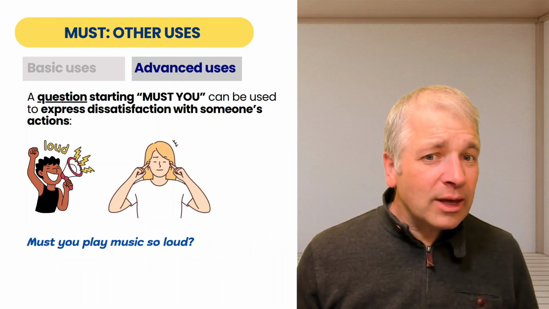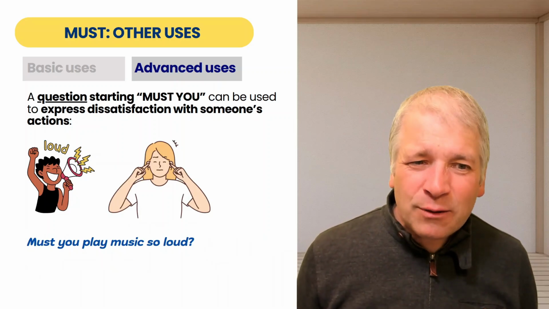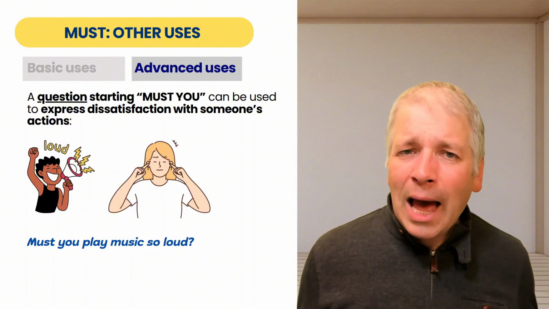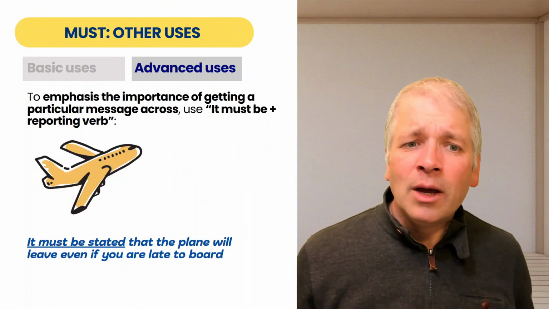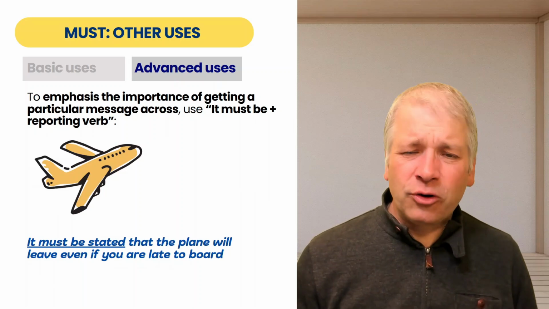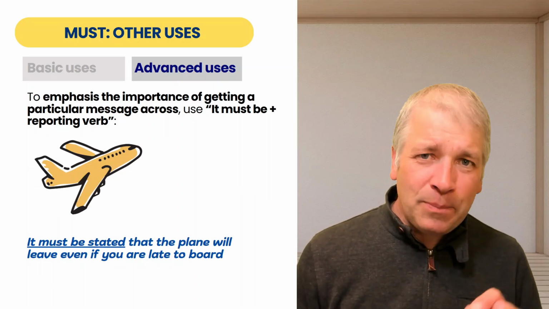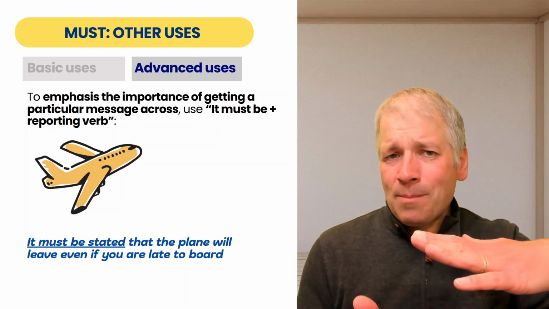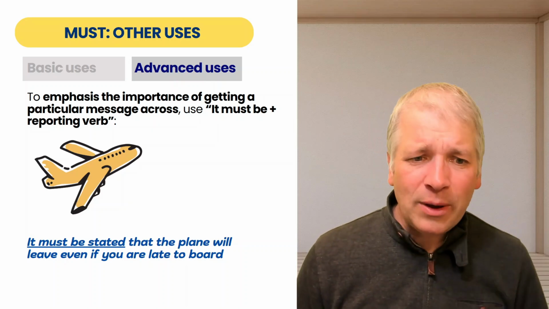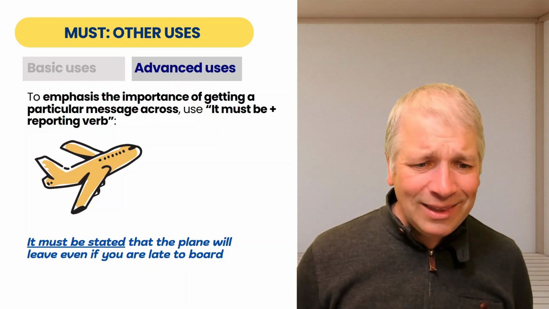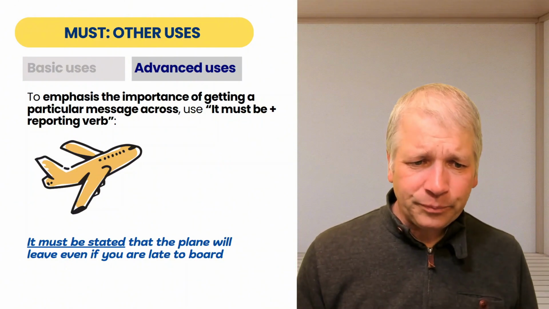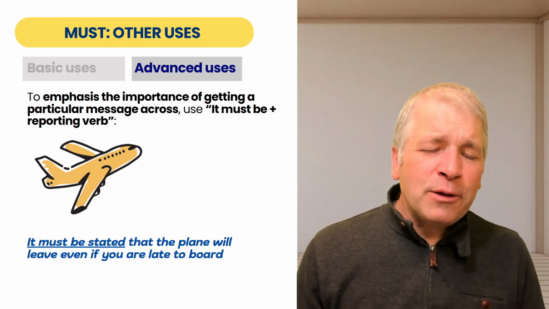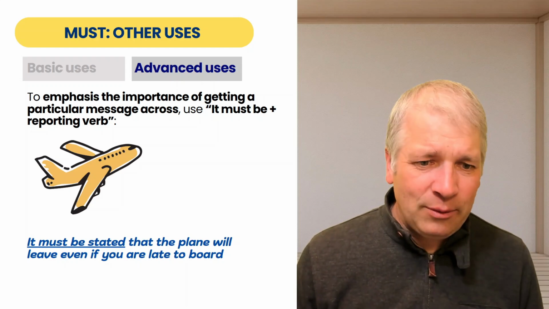Now, a question starting must you can be used to express dissatisfaction with someone's actions. Must you play music so loud? Which really means I'm not happy with what you're doing. To emphasize the importance of getting a particular message across, you could use it must be followed by an appropriate reporting verb. Not just any verb, but a verb that we may use to report someone else's information. Look at the example here. It must be stated that the plane will leave even if you are late to board. So late to board means late to join the plane, get on the plane. And the phrase it must be stated makes it more official sounding. It must be stated.